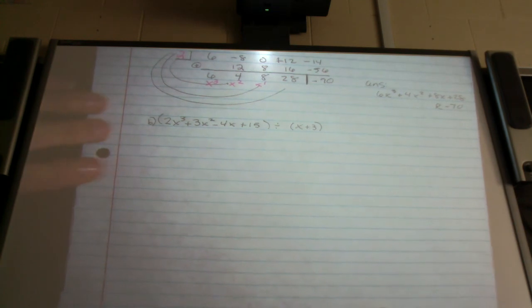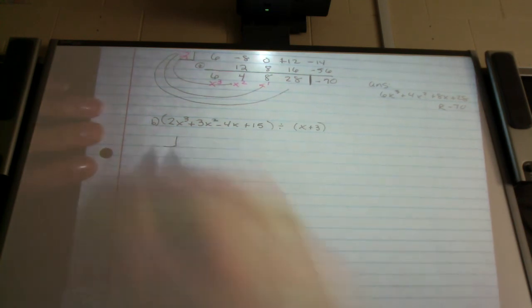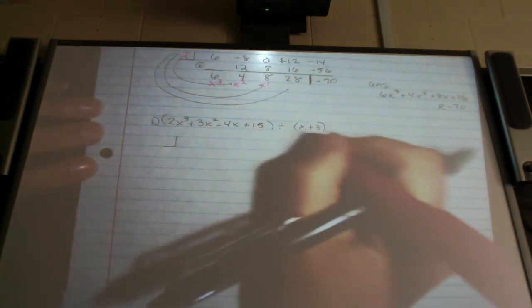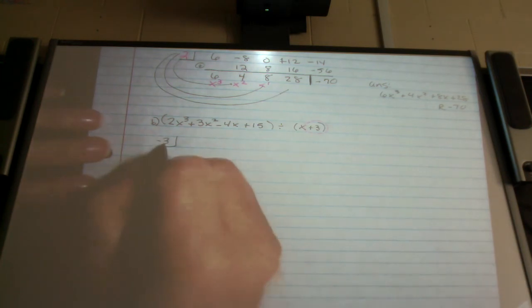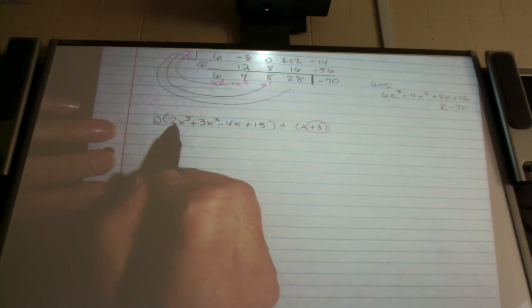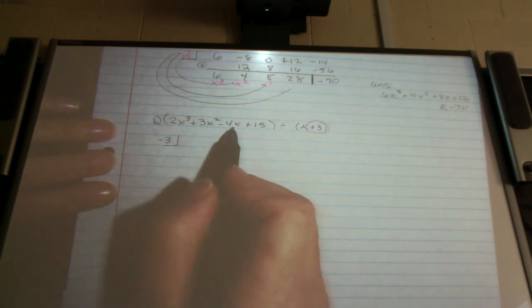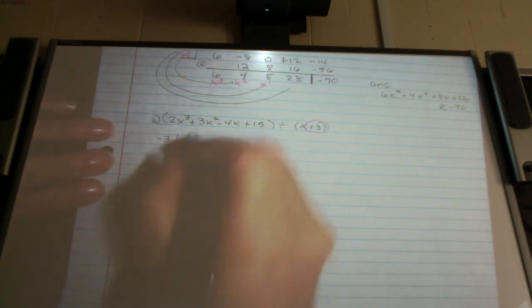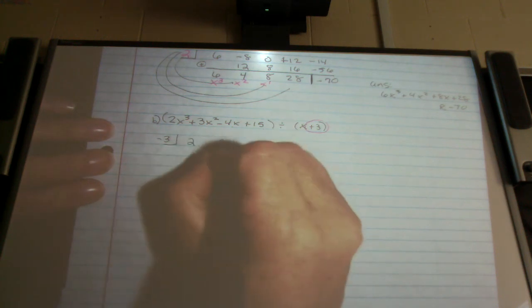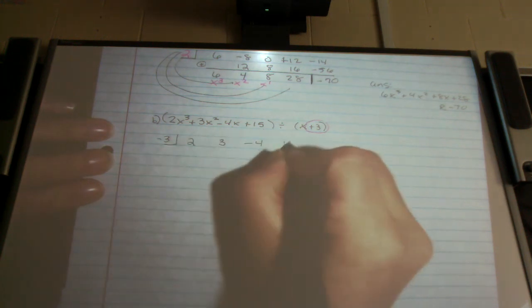So for synthetic division in the backwards L, it's going to be the opposite of what's here, which is a negative 3. And then we list, we have a cubed, a squared, a 1, first power, and no power, so we don't have to fill in any zeros. So we've got 2, 3, negative 4, and 15.